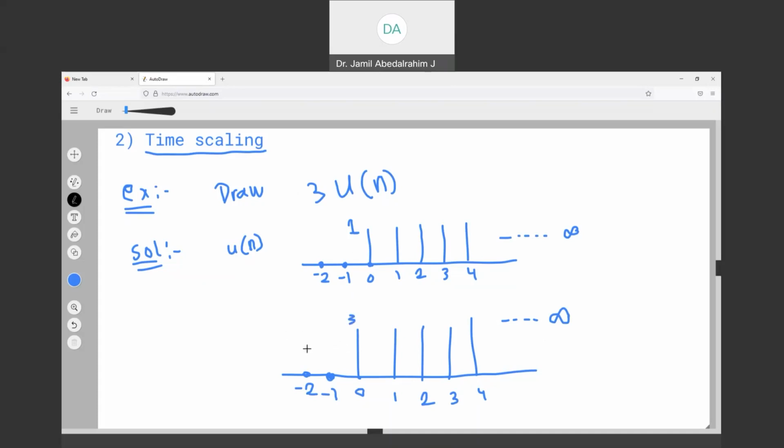Too simple. So the previous operation was on the n, on the time, and here the operation is on the u, which is the value of the signal, which is the amplitude. So instead of 1, it will become 3. Same thing for the other examples.